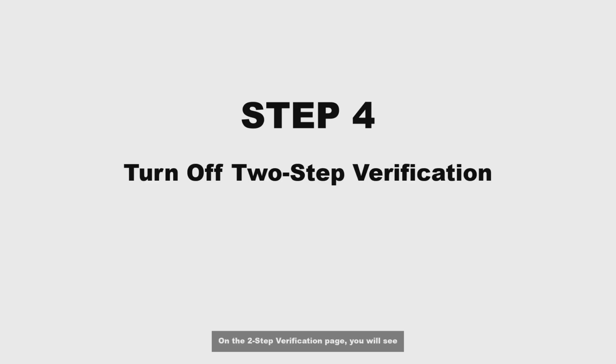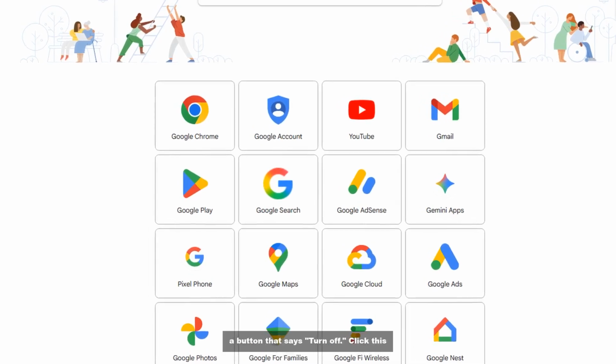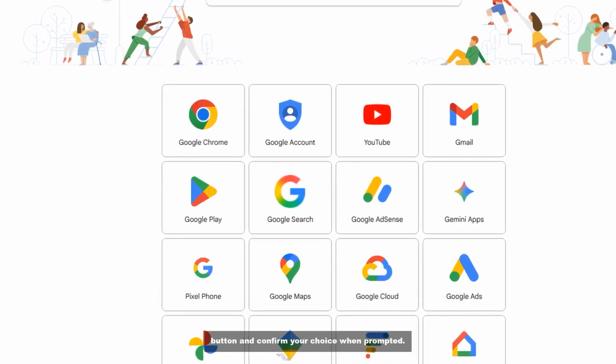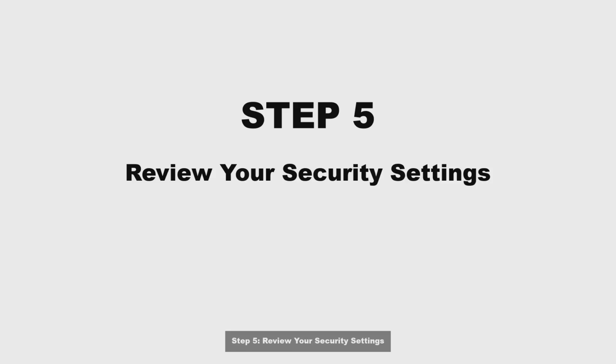Step 4. Turn off two-step verification. On the two-step verification page, you will see a button that says Turn Off. Click this button and confirm your choice when prompted.